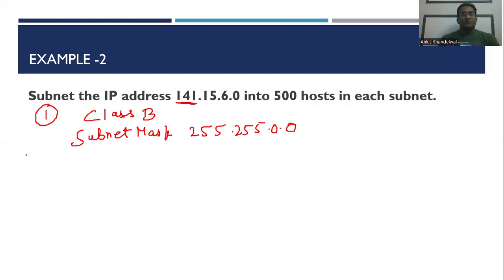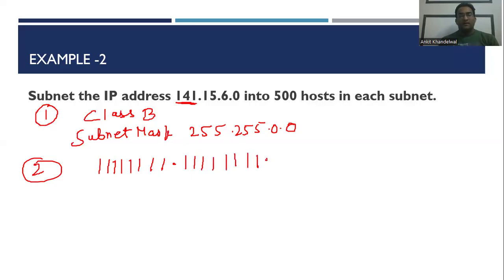255.255.0.0. In step number 2, we will convert this decimal notated subnet mask into binary format. 1, 2, 3, 4, 5, 6, 7, and 8. Dot 1, 2, 3, 4, 5, 6, 7, and 8. Then 8 zeros, then 1, 2, 3, 4, 5, 6, 7, and 8. So we have converted that.